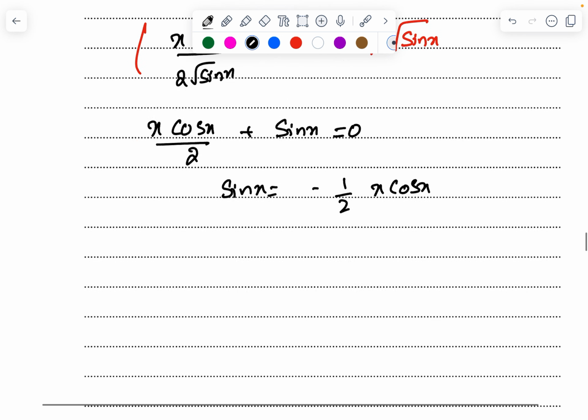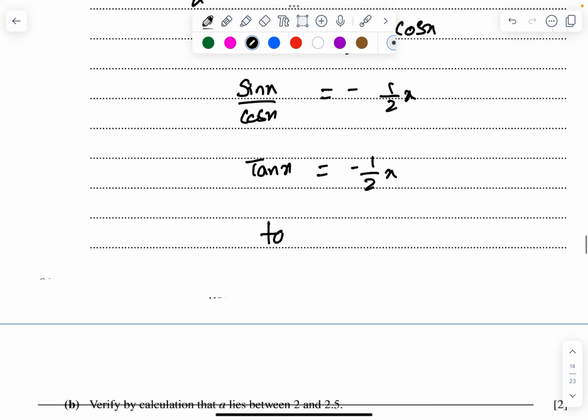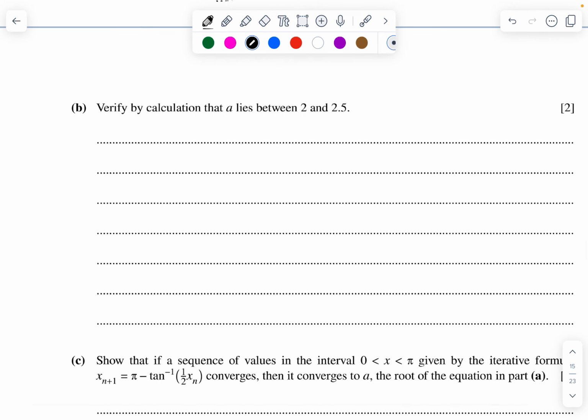Then sin x upon cos x equals negative 1 upon 2x. Tan x equals negative 1 upon 2x. So what do I get out of it? Tan a equals negative 1 upon 2a. Next, verify by calculation that it lies between 0 and this much.